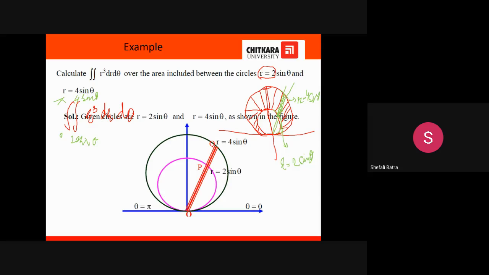So this was the region, beta. This circle is r is equal to 2 sine theta. This bigger circle is r is equal to 4 sine theta. This line is theta is equal to 0. This line is theta is equal to pi by 2. And you are drawing a radial strip. The strip is starting from here and ending at here. Right? You need to find the area included between the circles. So you'll be starting from here, 2 sine theta, to 4 sine theta. This is the initial limit, final limit, and theta variation is 0 to pi.